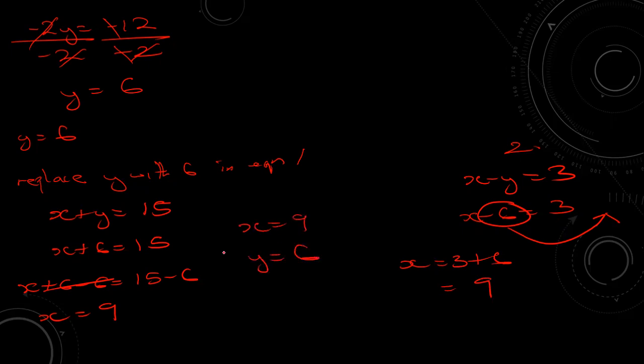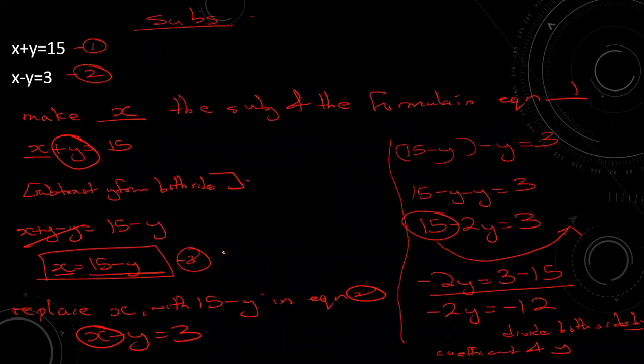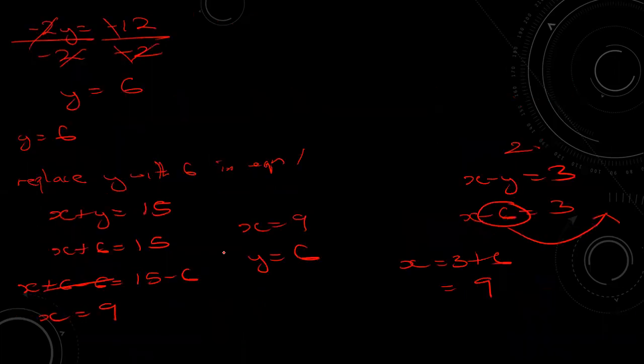That's how you do the substitution method. This is fairly simple because it's just x plus y, x minus y, and we're able to get 6 and 9. Let's go to more complicated ones.